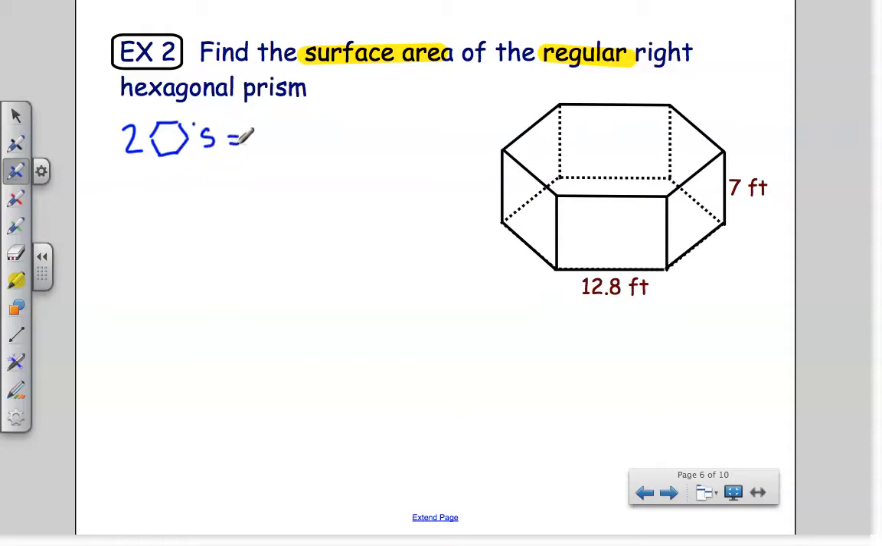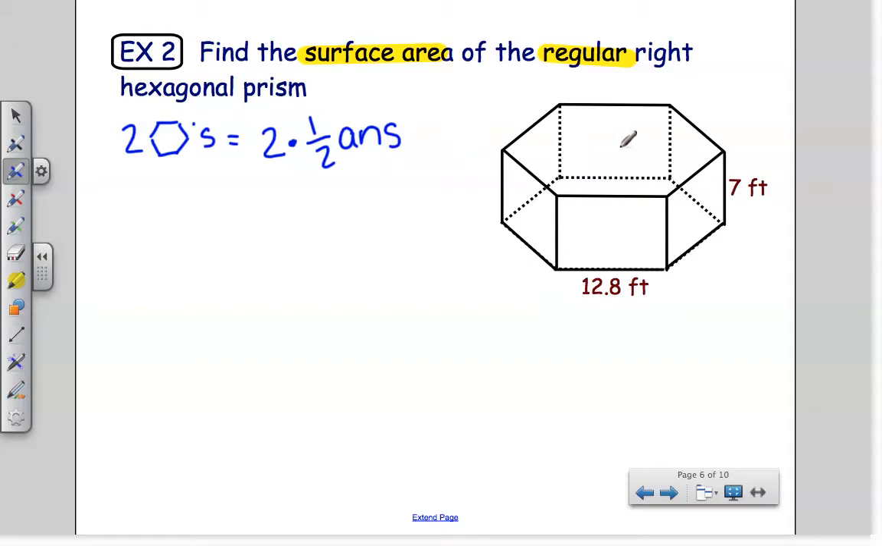2 hexagons. Now remember, what is the formula for area of a regular polygon? A regular polygon was 1/2 ans. If you remember that formula, that would be our formula we're using for the regular hexagon. However, I do have 2 of them, so I have to do 2 times 1/2 ans. I'm going to need the apothem, the number of sides I have. It's 6, it's a hexagon. And the side length, it looks like I do have the side length, is 12.8.